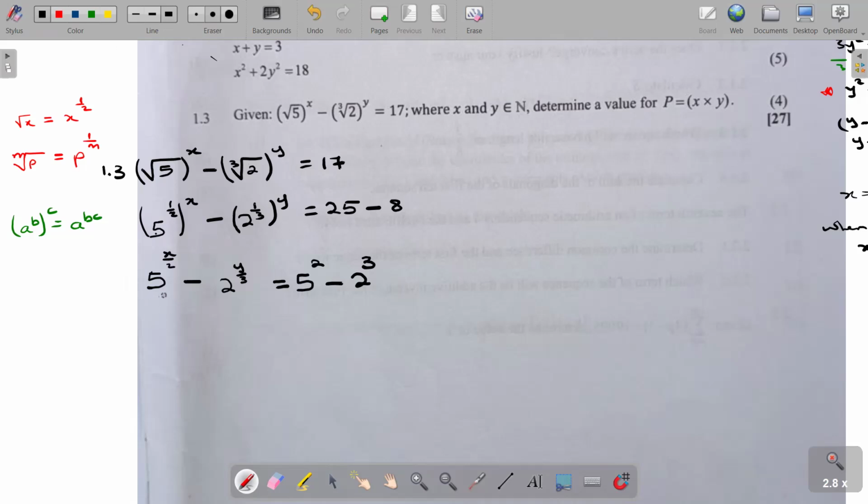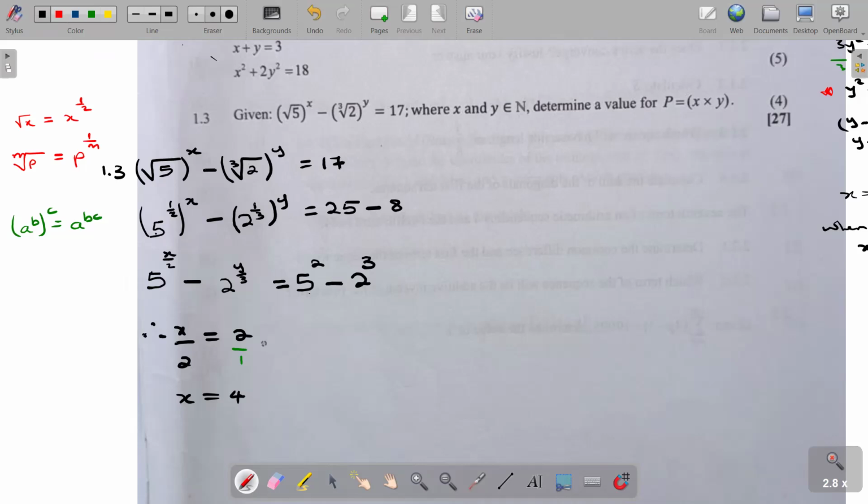So if we are seeing here, the bases are 5 here, and here the bases are 2. From here, we can therefore conclude that x over 2 is equal to 2 there. Therefore, our x is equal to 4 after cross multiplying. It means that 2 is the same as 2 over 1. So if we cross multiply, x times 1 is x, and 2 times 2 is 4.